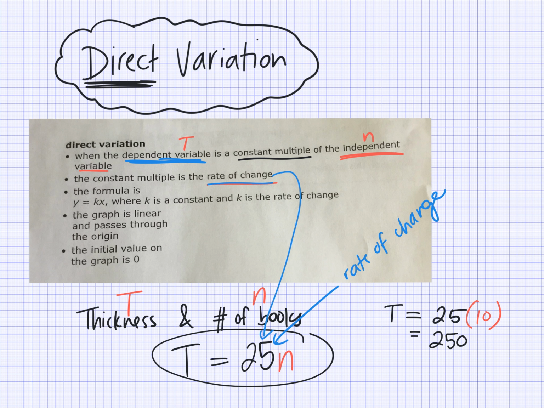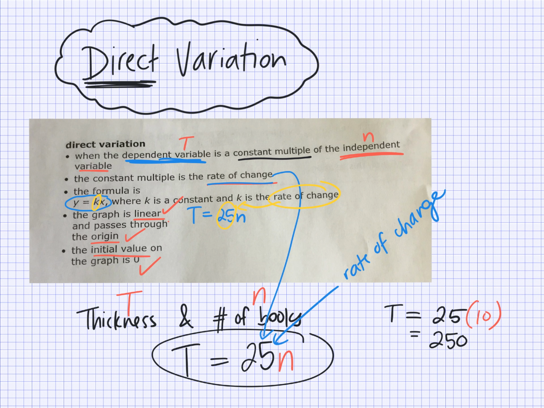Okay? And this is an example of the formula you would write. In this case, T equals 25N. They're just telling us that this value here before the N is the rate of change. Was that my rate of change, the number in front of the independent variable? Okay. Is the graph linear? Does it pass through the origin? Was the initial value 0?